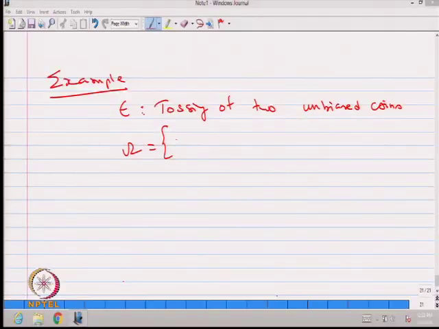Therefore, the collection of all possible outcomes is going to be, I use the notation capital H for getting head, capital T for tail. So, HH means both we got head, and then HT, TH or TT. When you toss two unbiased coins, you will get either head head or head tail or tail head or tail tail. Therefore, these are all the 4 possibilities.